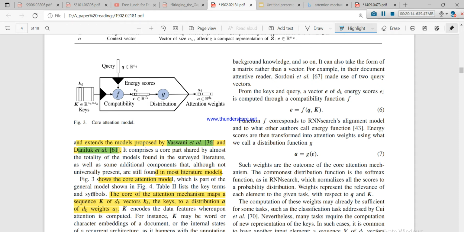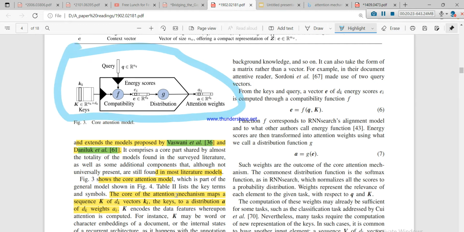Okay, and then they show how the core attention model works, which they call the core attention model. This core attention mechanism maps a sequence of k vectors ki, of dimension dk, where ki is the key, to a distribution A of dk with ai.